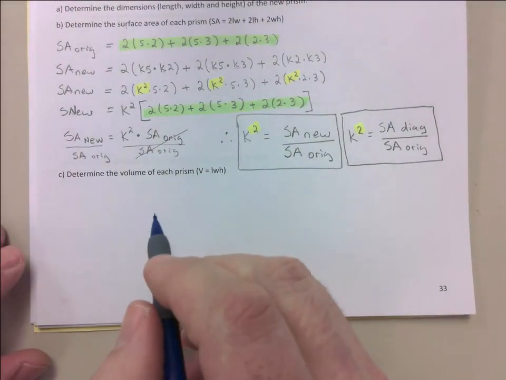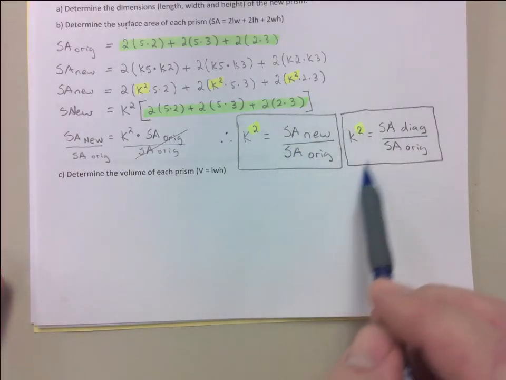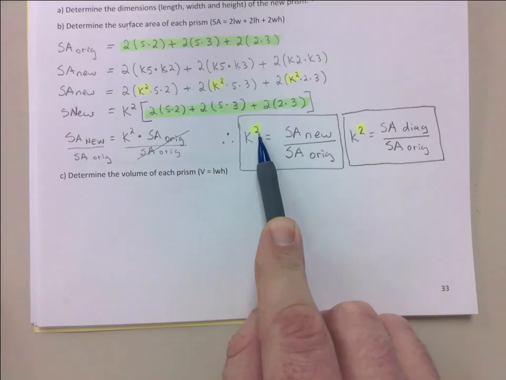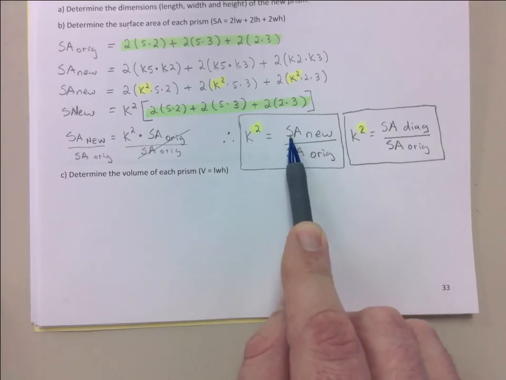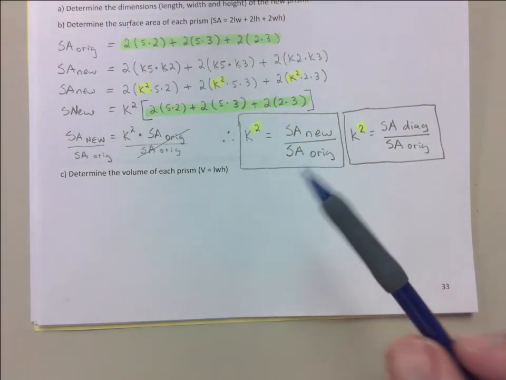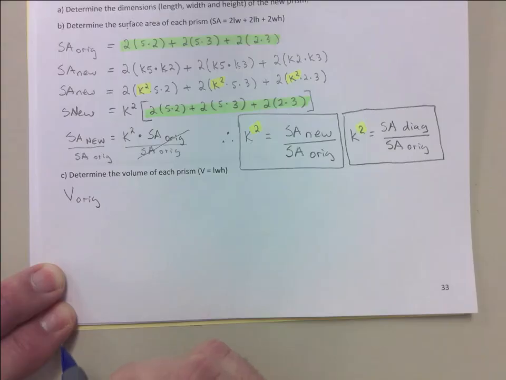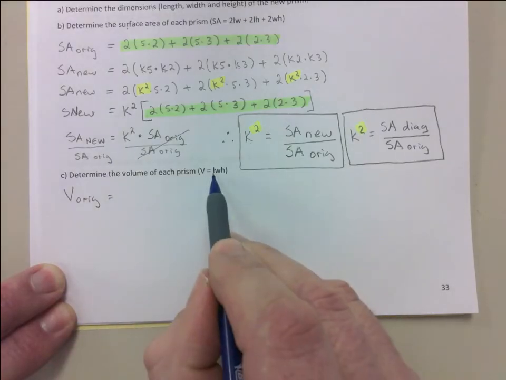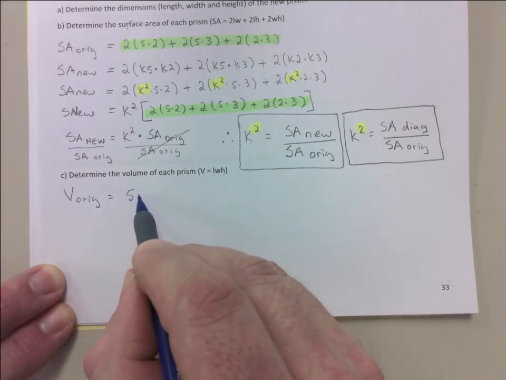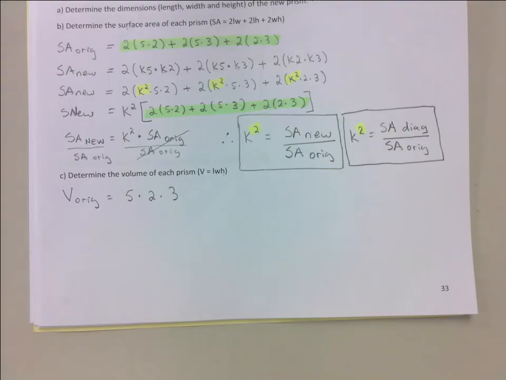Next, let's do volume. If you can make a prediction, what do you think volume is going to look like? What's this going to be? K what? Cubed. Volume of new over volume of original, okay? But sometimes I feel like we need to make sure we understand. So volume of original is simply length times width times height. You can't see it on the screen right now, but it's 5 times 2 times 3. I'm just going to leave it at that.